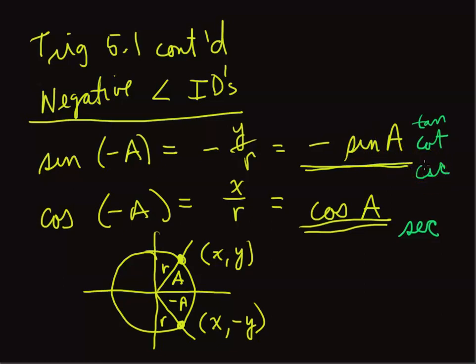Also, these functions are called odd functions, and the cosine and secant are called even functions. We'll look at the next screen to learn more about that.